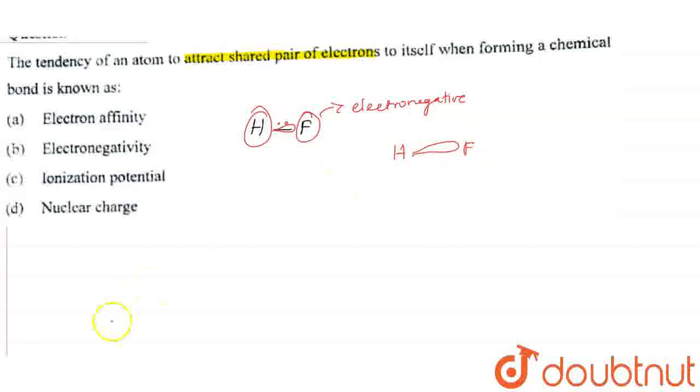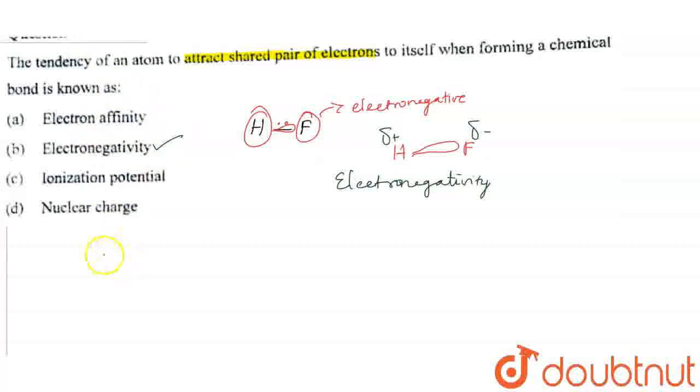Because of this electron pulling by the fluorine atom, the hydrogen will attain a partial positive charge and the fluorine will attain a partial negative charge. So this property, in which the fluorine is attracting the shared electron pair towards itself, is what is known as electronegativity. So the correct answer for this question is very simple, that is electronegativity. So let us check the other options also.